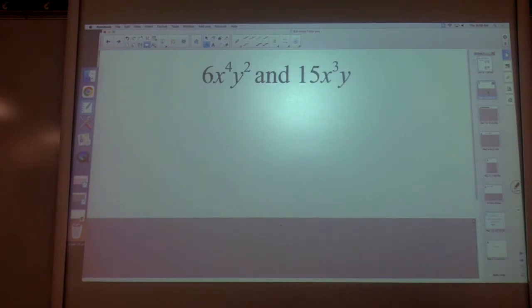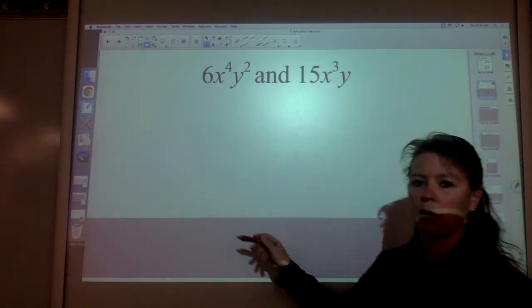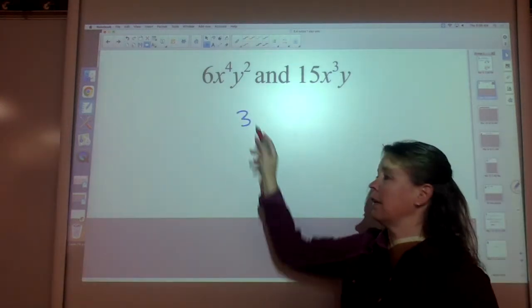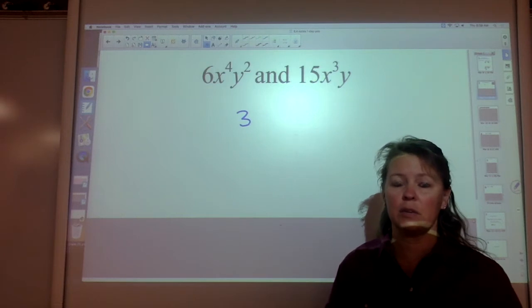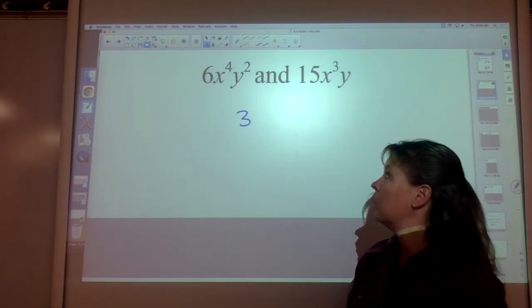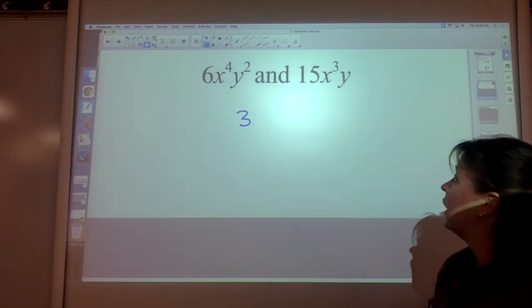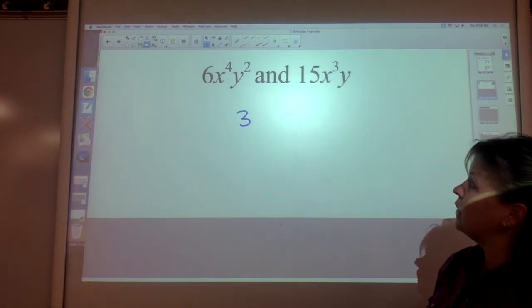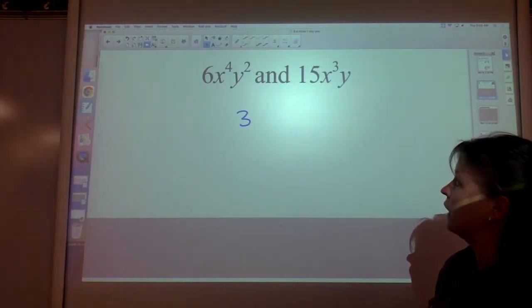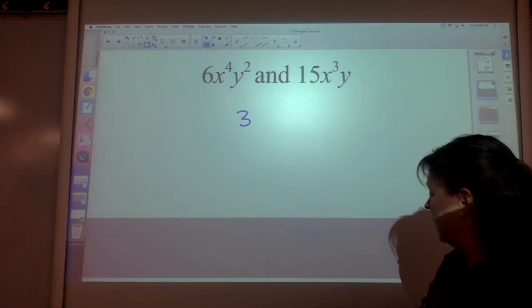Let's try it with x's and y's. 6x to the 4th y squared and 15x cubed y. The greatest common factor of 6 and 15. Hopefully you know your multiplication tables well enough that you can just go right to 3. If not, you're going to have to make a tree every time, which is okay, or a calculator. And then you're going to need to find out how many x's they have in common and how many y's they have in common.